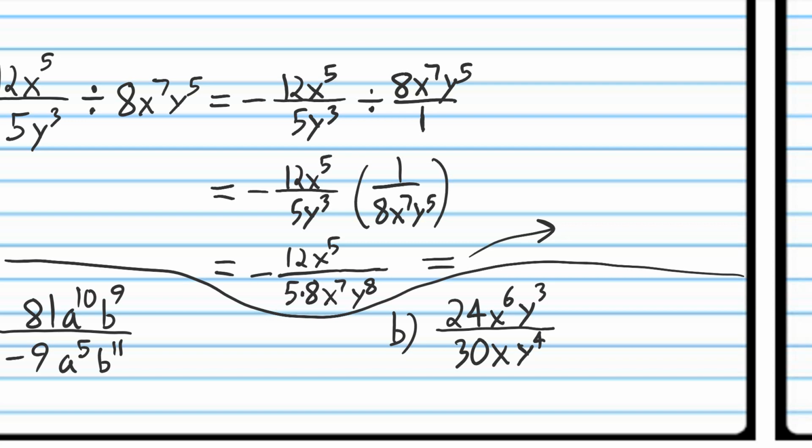And 12 we can factor to 3 times 4, and 8 we can factor to 2 times 4. And x to the 5th and x to the 7th we're dividing now, so we can subtract and we'll get x to the 2nd power. Now why did I put x to the 2nd power on the bottom? Because there's more x's on the bottom than on the top. And the y to the 8th, there's nothing to combine with the y to the 8th. So then we cancel out these common factors.